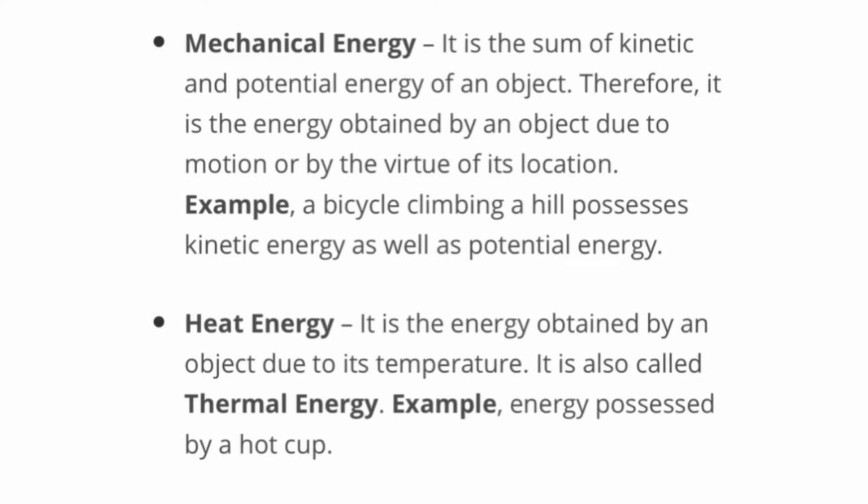This type of energy is basically obtained when the object is in motion or is changing its position. For example, suppose a person is cycling, so it will have both kinetic energy as well as potential energy. Kinetic energy or potential energy may be increased or decreased, but mechanical energy will remain the same in all situations. Heat energy is also called thermal energy. Basically, it is related to the temperature of the object. For example, a hot cup of coffee possesses heat energy.